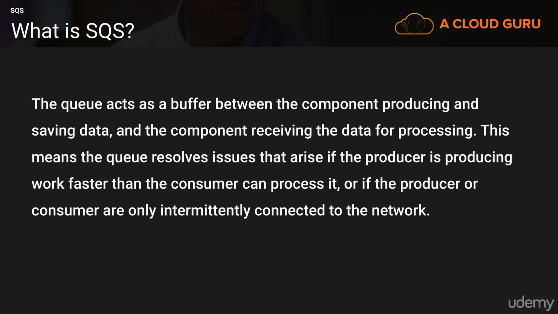The queue acts as a buffer between the component producing and saving the data, so think of the web servers, and the component receiving the data for processing, this would be your application servers. This means that the queue resolves issues that arise if the producer is producing work faster than the consumer can process it, or if the producer or consumer are only intermittently connected to the network. So they're basically talking about either auto scaling there, or talking about failover. So we'll cover both scenarios in a couple of slides.